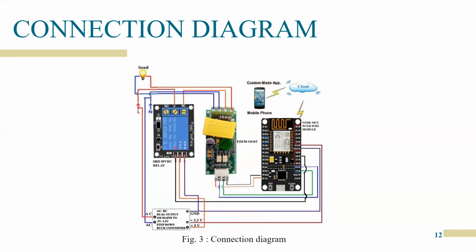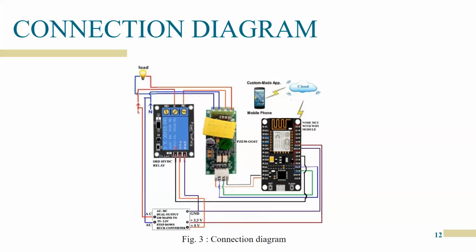Then we will take two lines, that is line and neutral, from the PZDM and give them to the load. So whenever you set or trigger the relay, only then will we have a connection to the load. And we can use a 230 volt to 5 volt and 3.3 volt converter. The 5 volt is meant for the relay, that is VCC, and then we can have 3.3 volt for the NodeMCU.